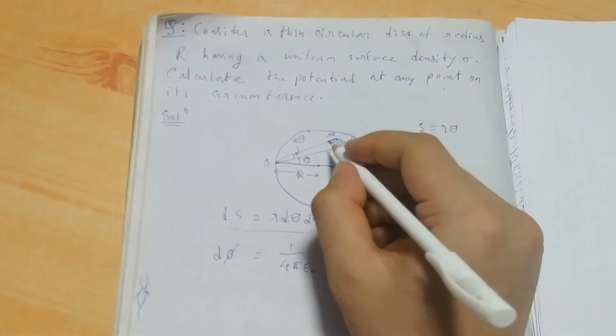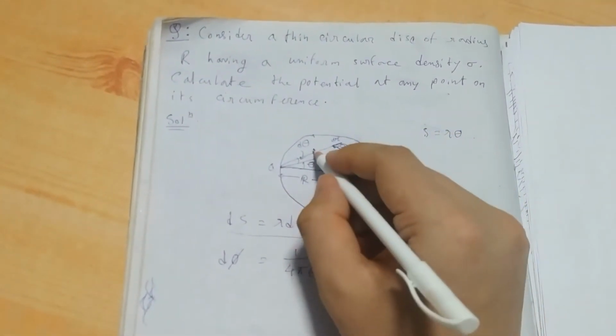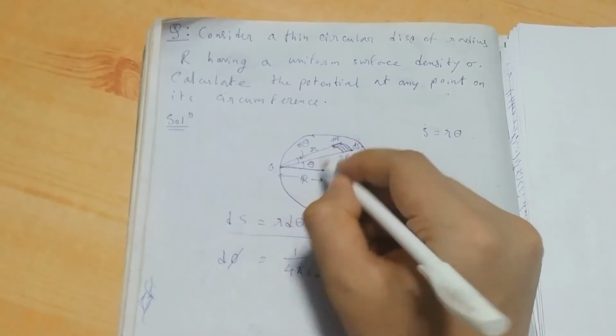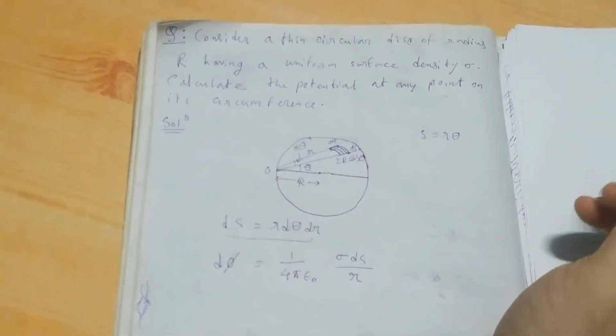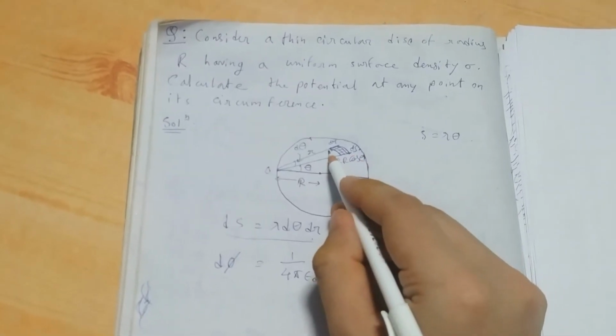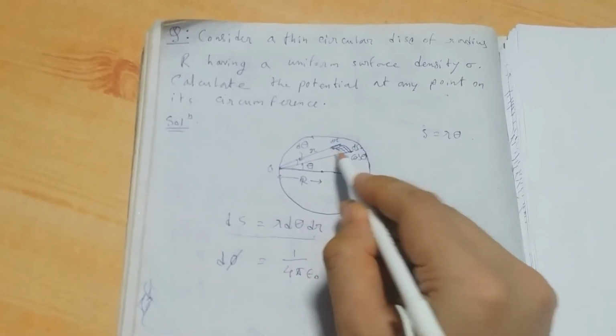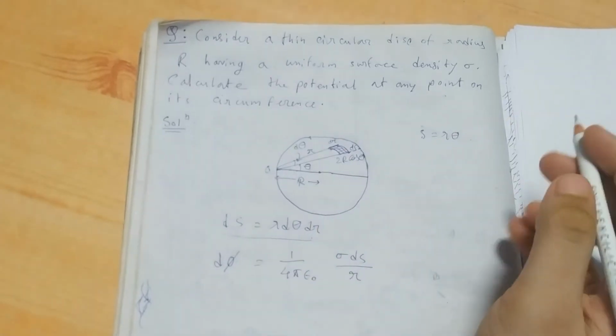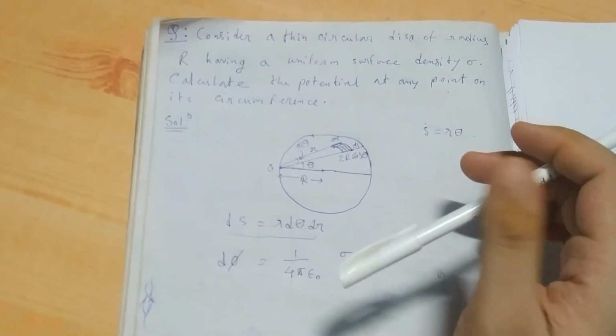Now the thing is, this line is r. Anyway, the total line is 2r cos theta here, and this line up to this element is small r. Okay, so how can I get this?